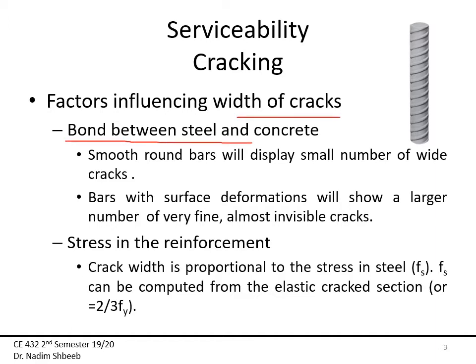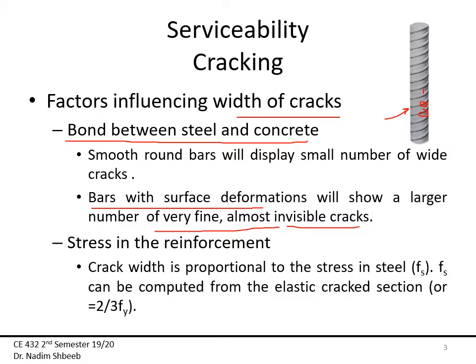The first factor would be the bond between the steel and concrete. If we have smooth round bars, we will see a smaller number of but wide cracks. On the other hand, bars with surface deformations, these right here, will ensure a better bond between the concrete and the steel, and also will lead to a larger number of very fine, almost invisible cracks. These act more like what we call crack arresters, which prevent the crack from moving forward from point to point.